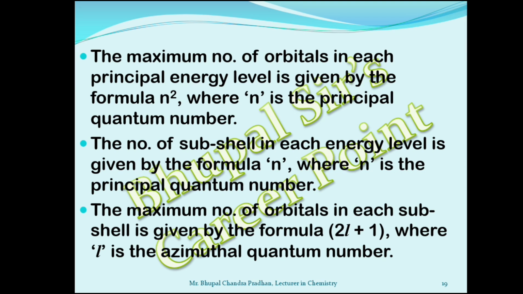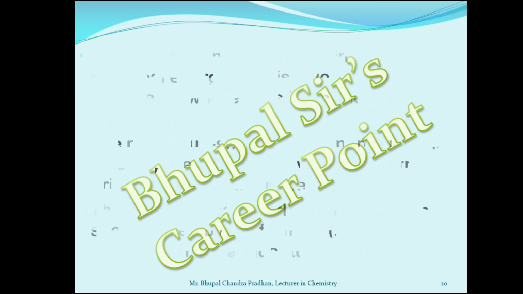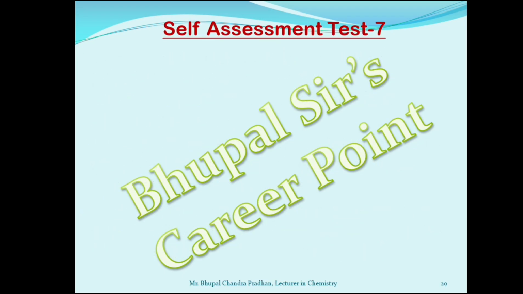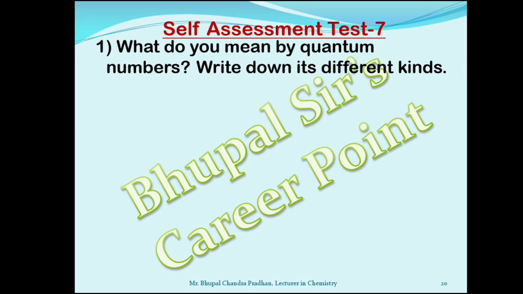The maximum number of orbitals in each subcell is given by the formula 2L plus 1, where L is the azimuthal quantum number. After completing this video, come for the self-assessment test 7.